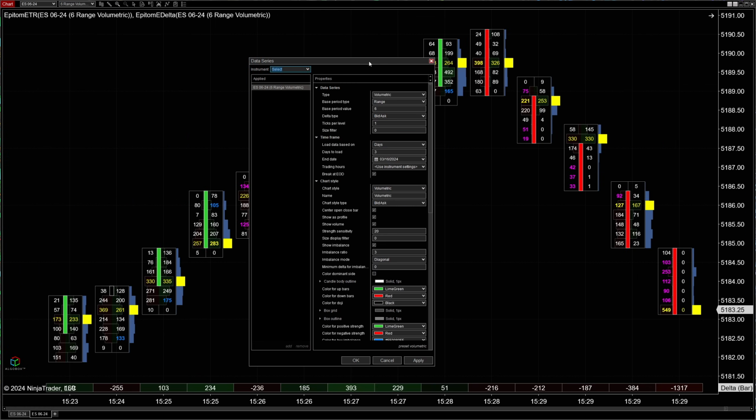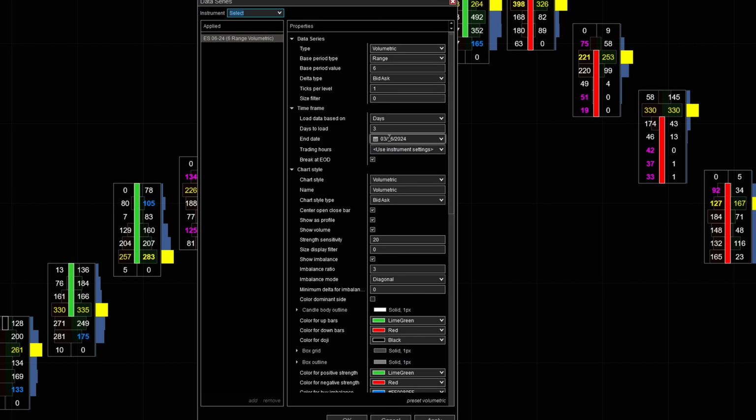So I went back over to my volumetric chart just so I don't mess up the settings I have. I only have 3 days to load on this chart. Now, one thing I did is I put the base period type as range. If I set this to minute, then each one of these blocks will represent 1 minute in time. I can set it to 5 minutes in time, but we're going to keep this on range for this example, as that was my preferred method of trading this before I actually purchased AlgoBox.